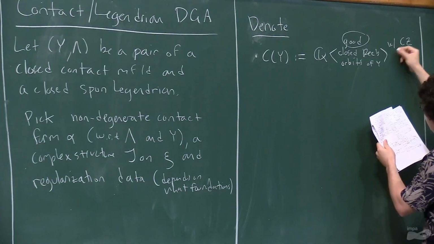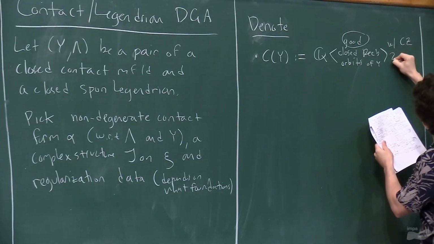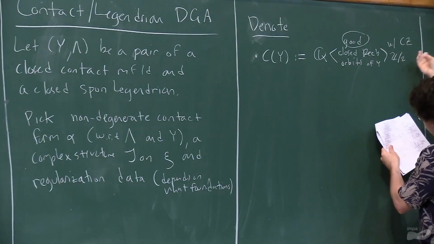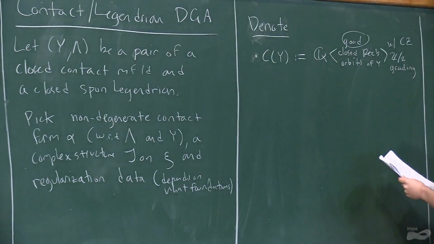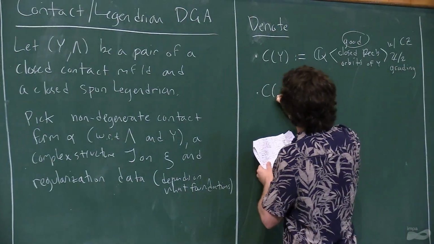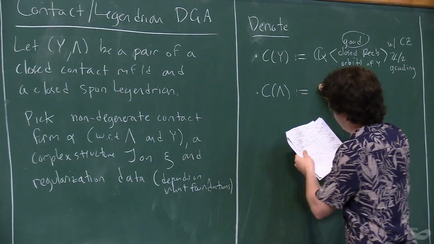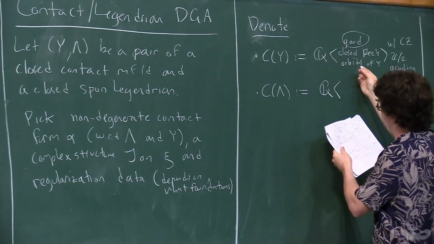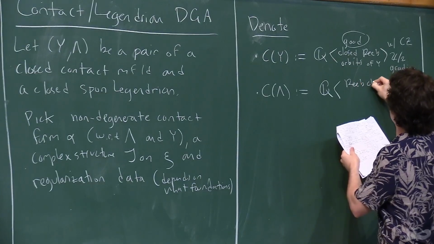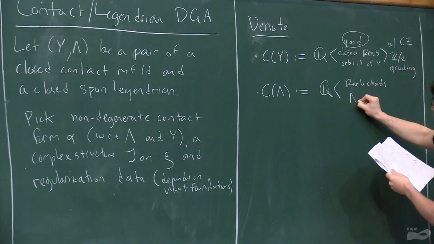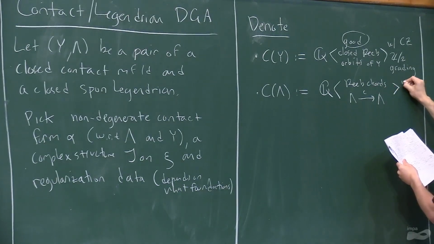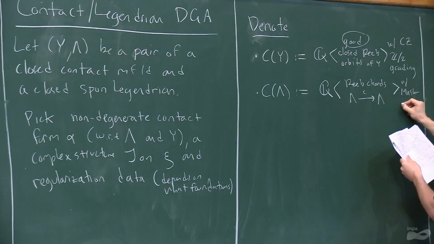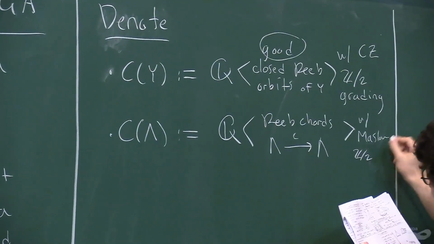It's graded by a version of the Conley-Zehnder index. And I'm only going to assume the mod 2 grading, although sometimes that can be improved. And then I'm going to denote by C of lambda the analogous vector space generated by the Reeb chords from lambda to lambda. And these also have a Z2 grading, coming from some version of the Maslov class, or Maslov number.